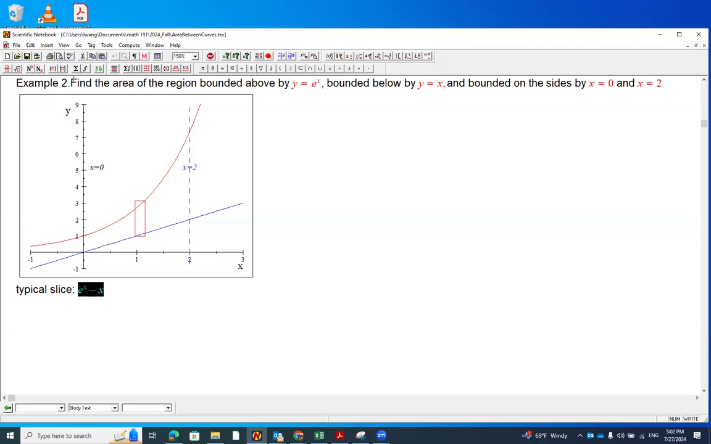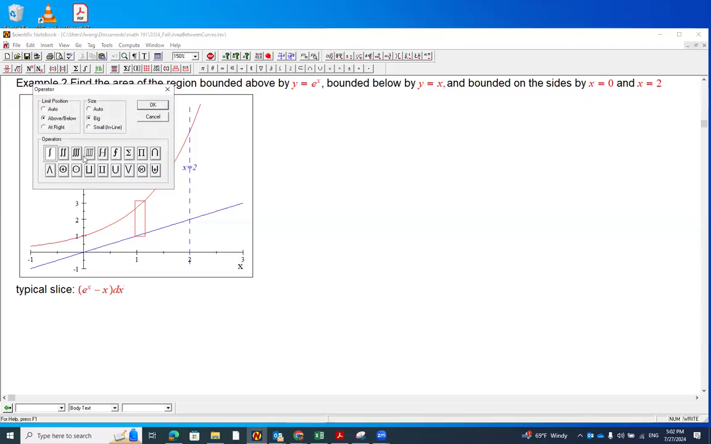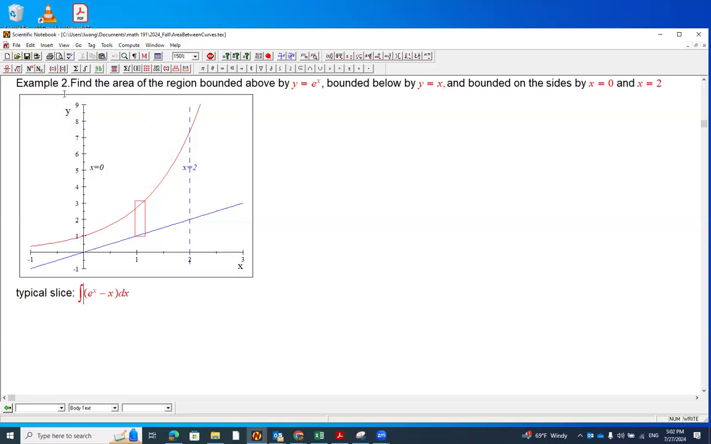And the parentheses multiply delta x. And if we convert it directly to integration, integrating from 0 to 2, that would be the area between these two curves. So I'm going to mark it. That's the area between the two curves. This is the piece between two curves.